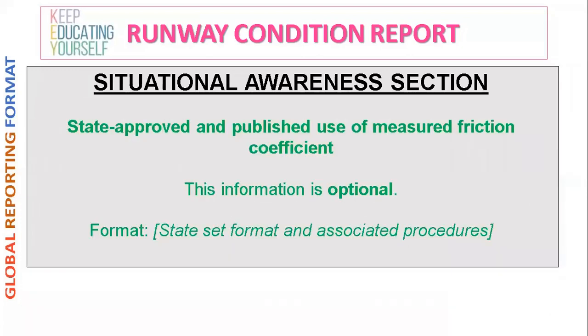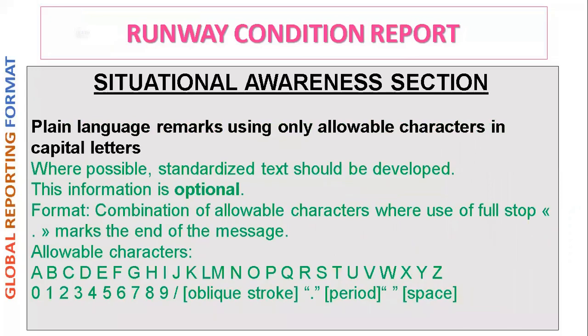Now, there are two more things in situational awareness which come after apron condition. First is state approved and published use of runway friction coefficient. This information is optional, and what format is to be written here and how it has to be used will be devised by a particular state. So it is kept blank here. DGCA, Director General of Civil Aviation of a particular country, will do this. Then the last part of the situational awareness section is plain language remarks.